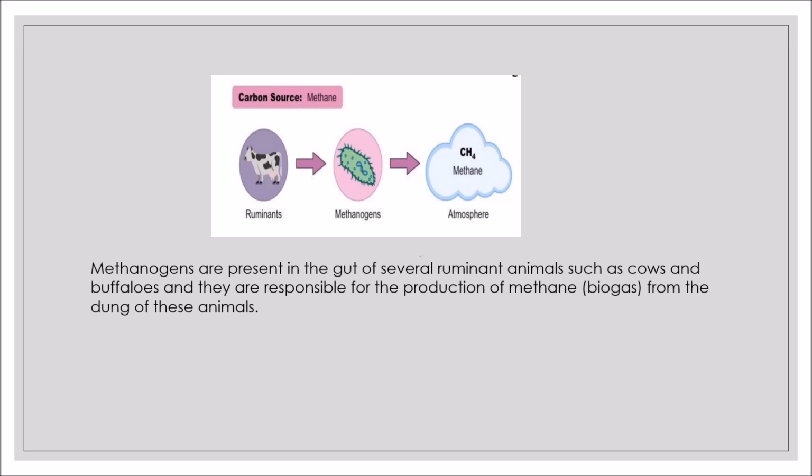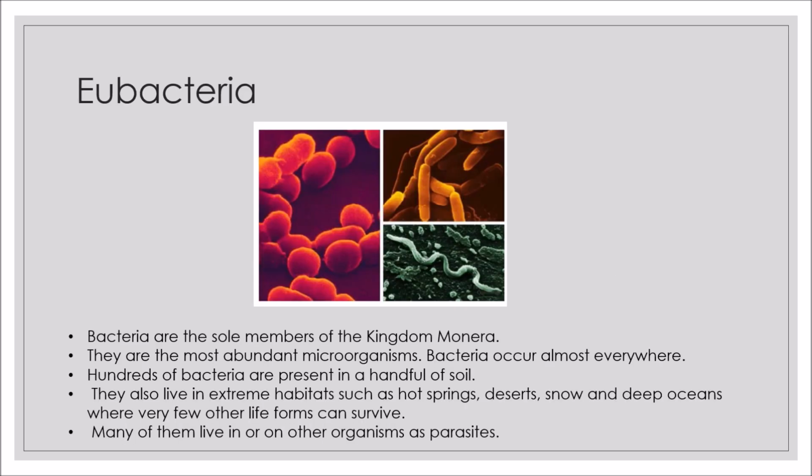Next is eubacteria. Bacteria are the sole members of the kingdom Monera. Most of the members of the kingdom Monera are bacteria only. They are the most abundant microorganisms. When you compare at the microorganism level, bacteria alone have many types of species. So bacteria are present everywhere.